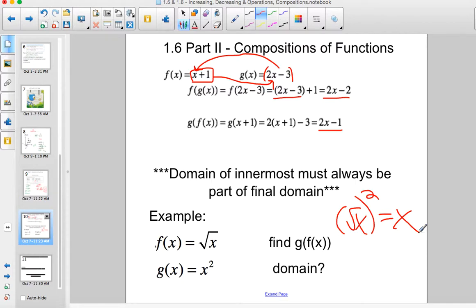However, if I ever ask you for the domain, you would have to say it's only from 0 to infinity. And you might say, well, why? If g of f of x equals x, you can plug in whatever you want for x. It's your identity function. Why do you have to restrict it to 0 to infinity? Well, because if you look at this, you could have only plugged in numbers from 0 to infinity. You couldn't have plugged in negatives to start. As a result, you squared it, but you don't want to ever deal with imaginary numbers with this. So your domain is restricted, 0 to infinity, even though your final outcome looks like it's fine.